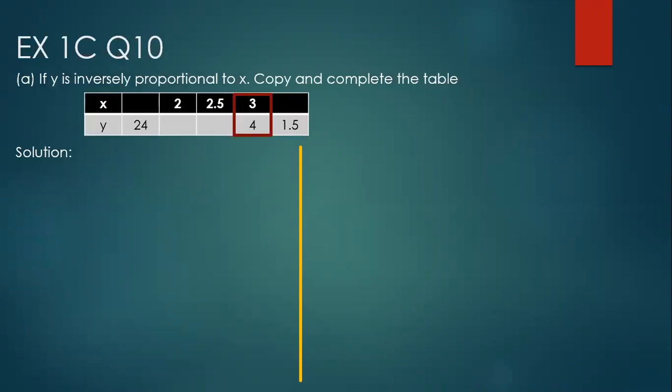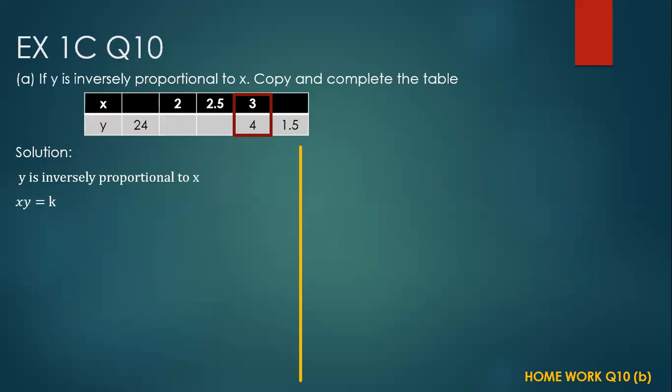Exercise 1C, question number 10. If y is inversely proportional to x, copy and complete the table. Here you can see this block here, which has both the value of x and y. X is 3 and y is 4. And we know that y is inversely proportional to x. That means y multiplied by x is k.